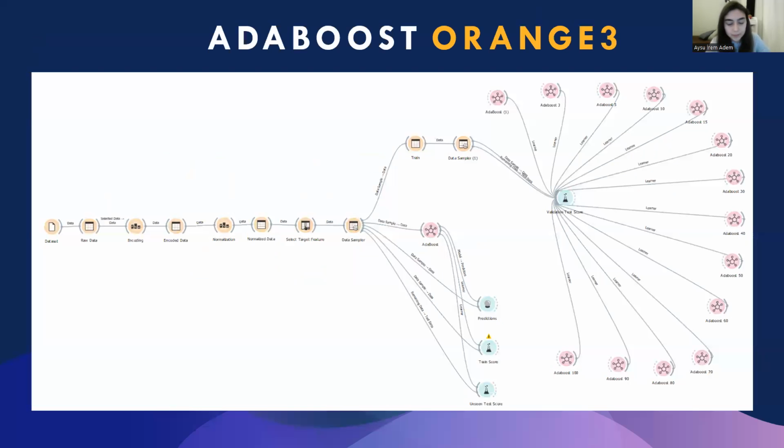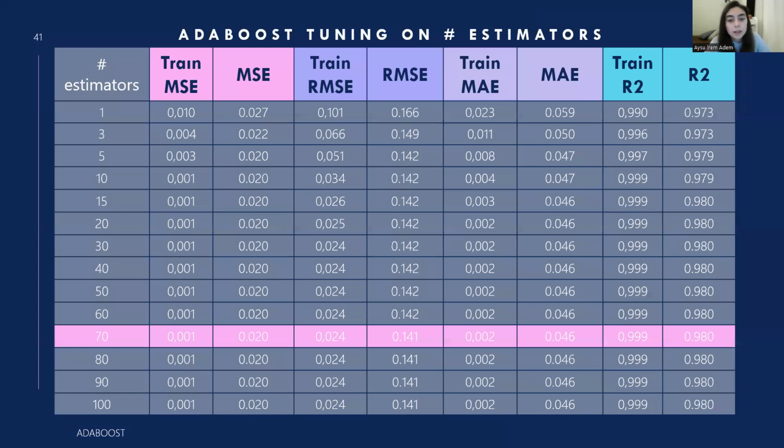Next, please. Here you can see how we implemented AdaBoost in Orange Tree. Next, please. Now you can see the train and test results we got after tuning the number of estimators. Here, at the point where the values started to repeat, the error is low and the R-square value is high, is 70. We decided to go with this number.